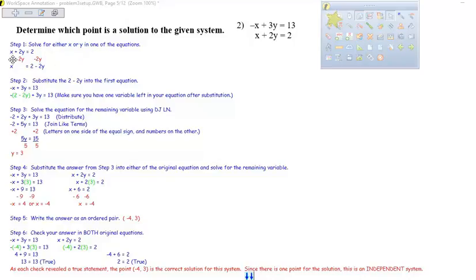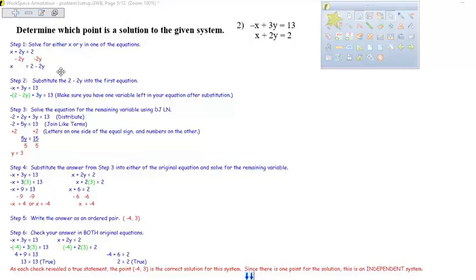So I solved for x, which means I had to subtract the y from both sides. Remember, you can't subtract or add letters from the numbers. So both of these terms remain on the right-hand side of the equal sign for the equation. So now x equals 2 minus 2y.